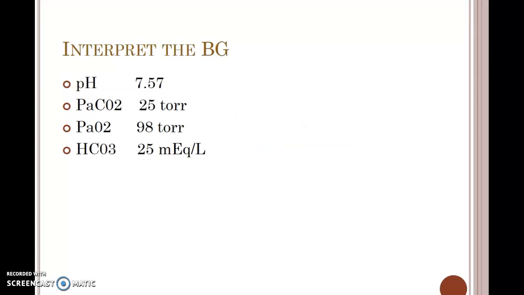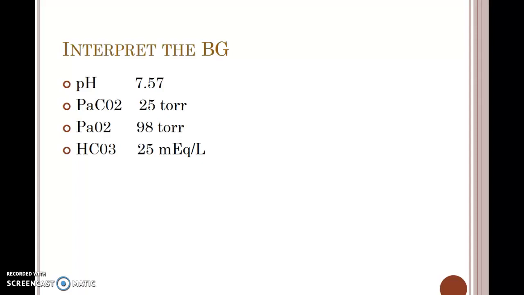So the first one, we have a pH of 7.57, a PaCO2 of 25.4, a PaO2 of 98 torr, and a bicarb of 25 milliequivalents per liter. So go ahead and interpret that blood gas. Again, I would just pause the video so that you can do that and hear the answer when you get back on.